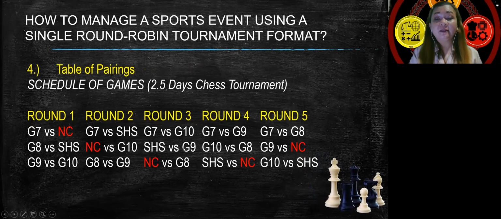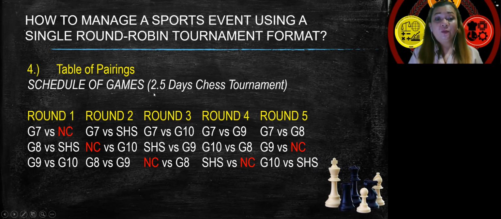And then here, lastly, you are going to create a table of pairings. So pairings would be the basis of the schedule of games. Here you can see 2.5 days for chess tournament. So our example actually is the chess sport.